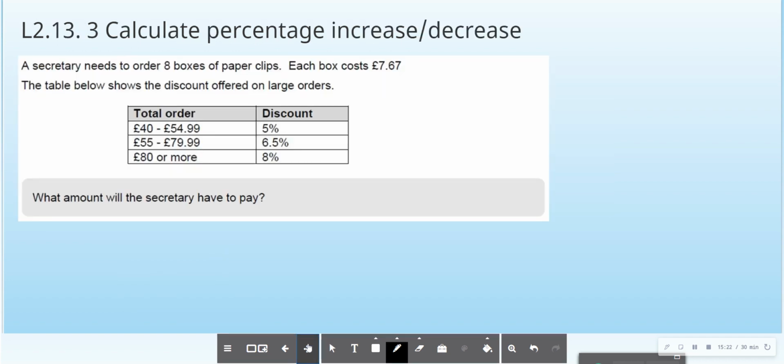Okay, so percentage increase and decrease. So a secretary needs to order 8 boxes of paper clips. Each box is £7.67. The table below shows the discount offered on large orders. So how much will the secretary have to pay? So the first thing we need to find is the total of the cost. So that's going to be 8 times 7.67. Let's work that out.